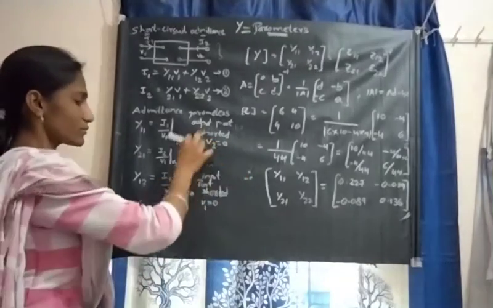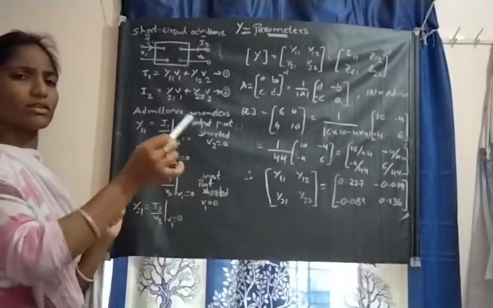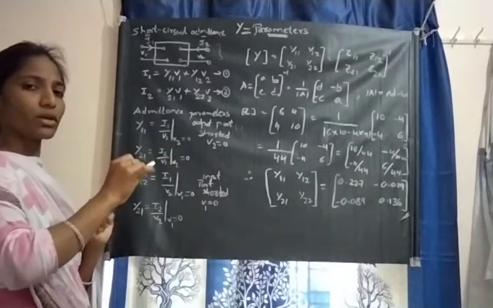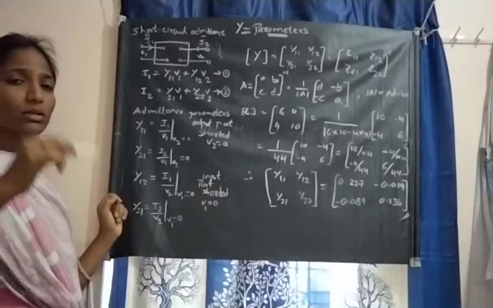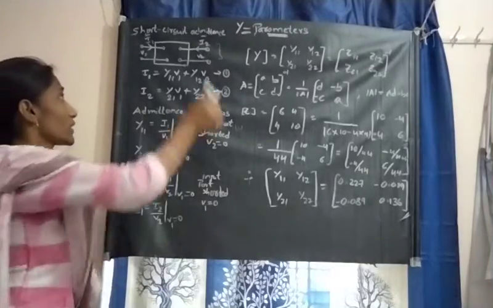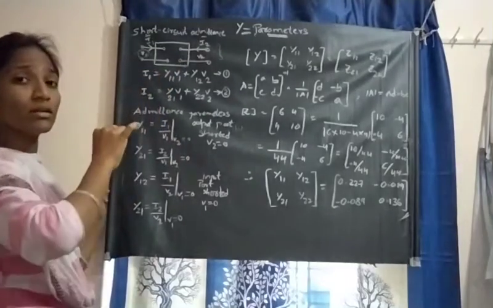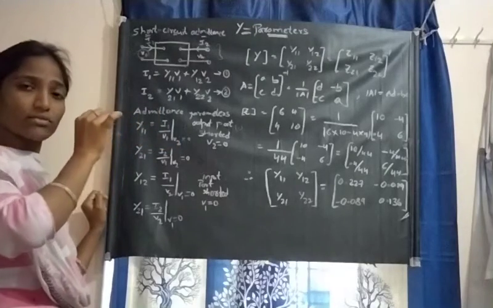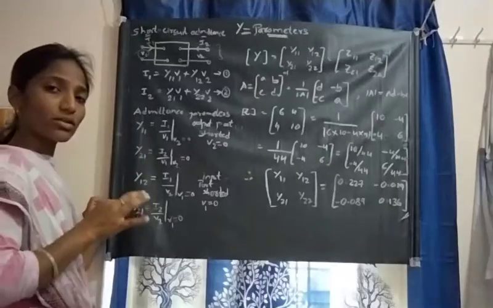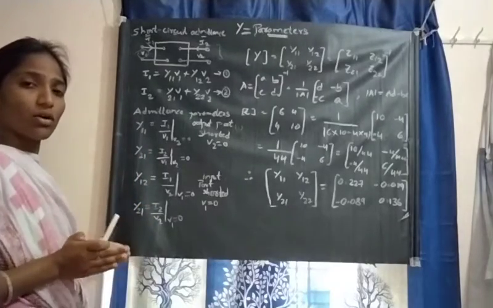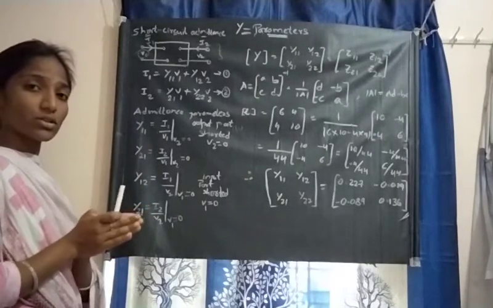Then repeat the condition again for port 1. Now the input port should be short circuited. Then the two terminals will be short circuited, and automatically the voltage supplied here will be 0. If it is open circuited, the current will be 0. Here we are taking the short circuit of a particular voltage. Now the voltage will be 0.